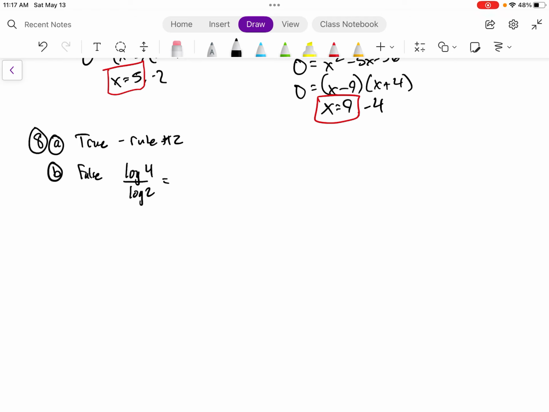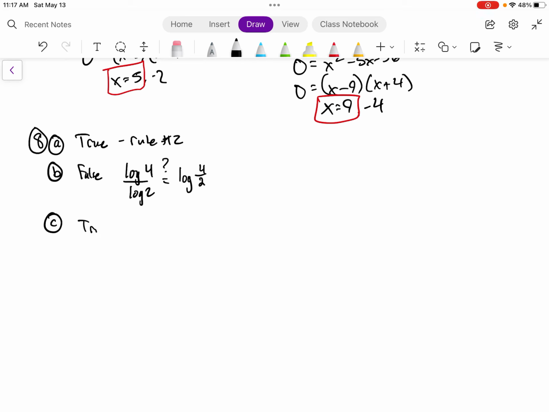I think this is actually just going to be 2, not log of 4 over 2, right? So we're saying, does this equal each other? You can punch that into a calculator. It is not going to equal each other. This is my false counterexample. C is kind of tricky, okay?